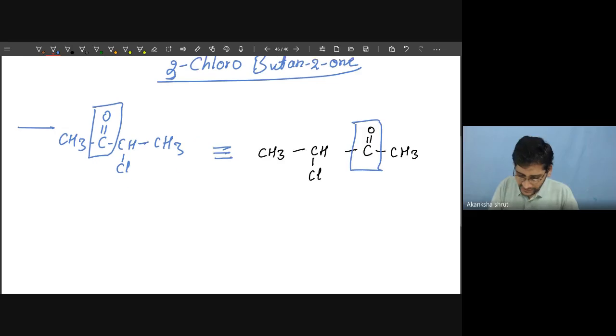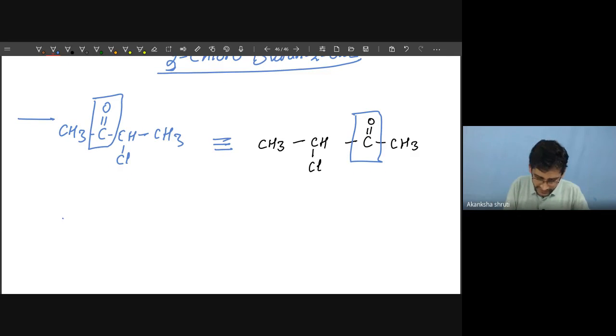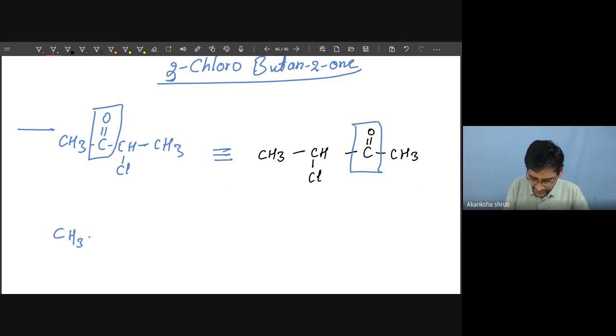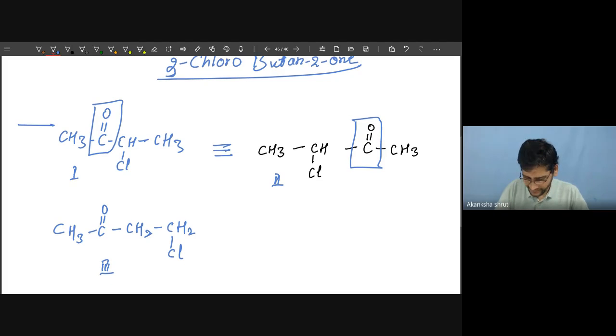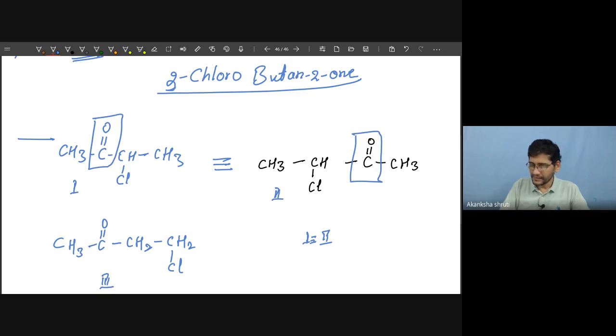But one may think like this. Student, observe the other structure I am going to draw. Say CH3, CO, CH2, CH2, Cl. One may draw like this. Whether this is different or exactly the same. Yeah, tell me. Here one is identical to 2. 3 same or different?